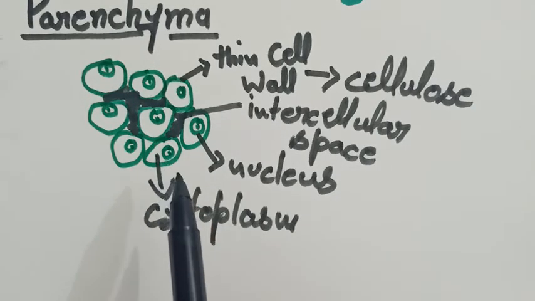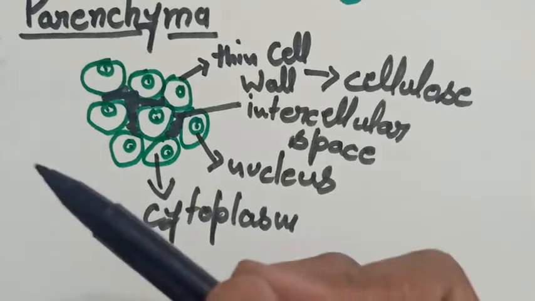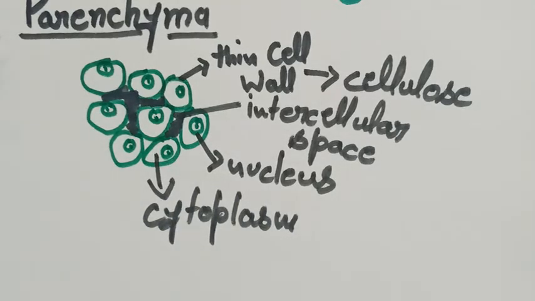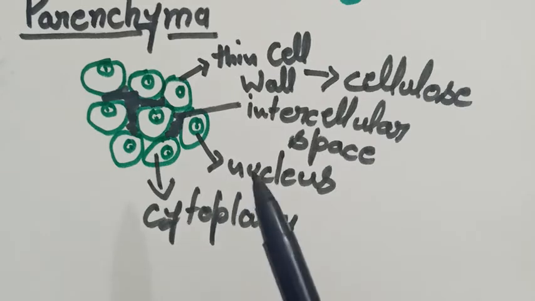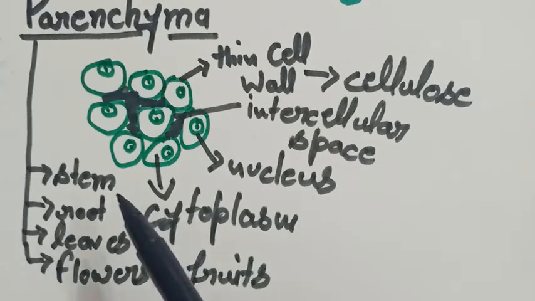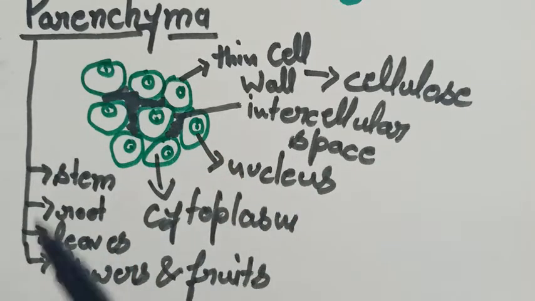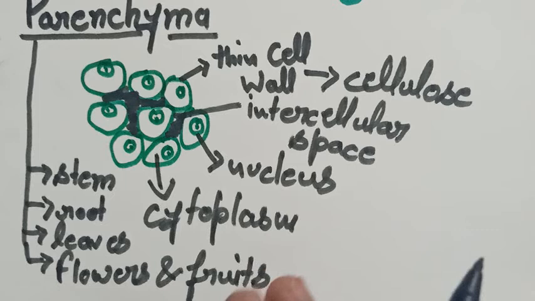Now students, what is the location of parenchyma? Parenchyma is the most common type of tissue found in plants, and it is present in almost every part like stem, root, leaves, flowers and fruits. They are present everywhere in the plant, and that is why they are the most common tissue. Then, what is the function of parenchyma?